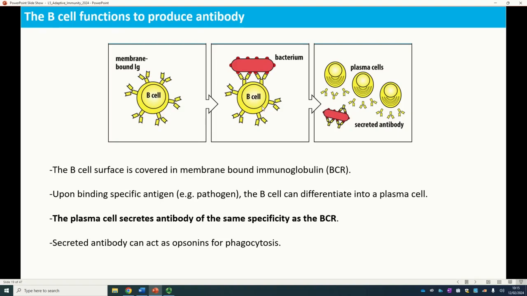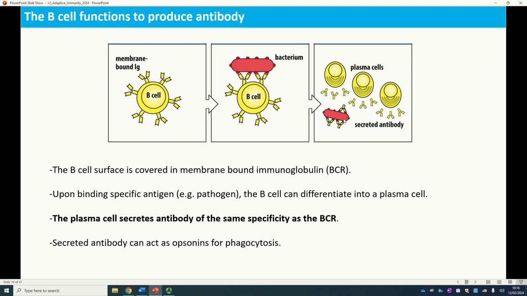As we already talked about, it will proliferate and we'll get that clonal expansion and differentiation into plasma cells. And these plasma cells will then secrete antibody that's of the exact same specificity as the B cell receptor. And that antibody will then obviously bind to that bacterium.